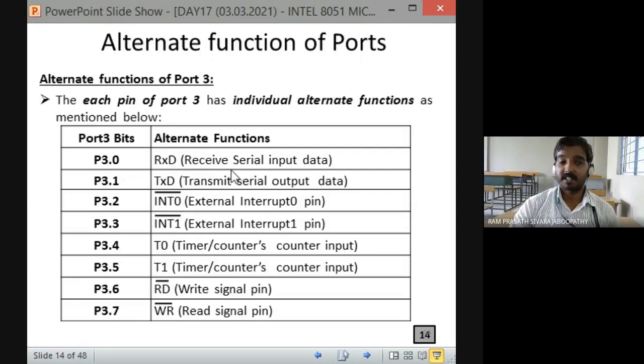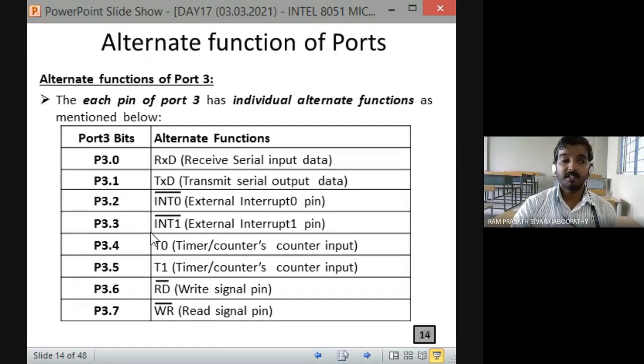RXD and TXD are dedicated pins of the 8051 microcontroller. Fine. When you are going to use the serial port, you should not connect these port pins to IO devices. Clear? Similarly, port 3.2 and P3.3, these 2 pins are used for external interrupts. That means if your system has external interrupts, you cannot use these 2 pins for connecting IO devices. Fine. See, pins used for general purpose are called GPIO. In advanced microcontrollers, they are called GPIO pins, general purpose input output pins. Fine.